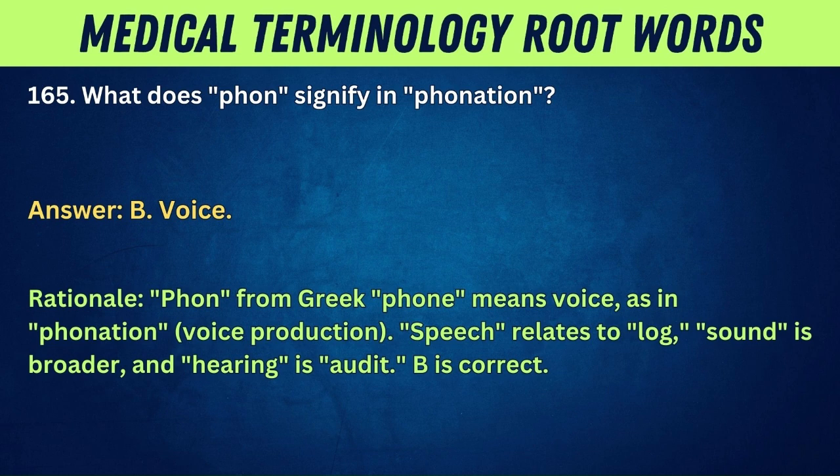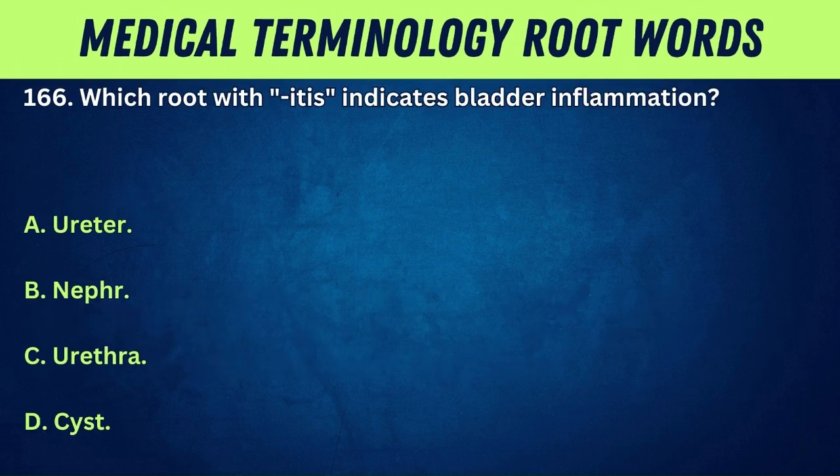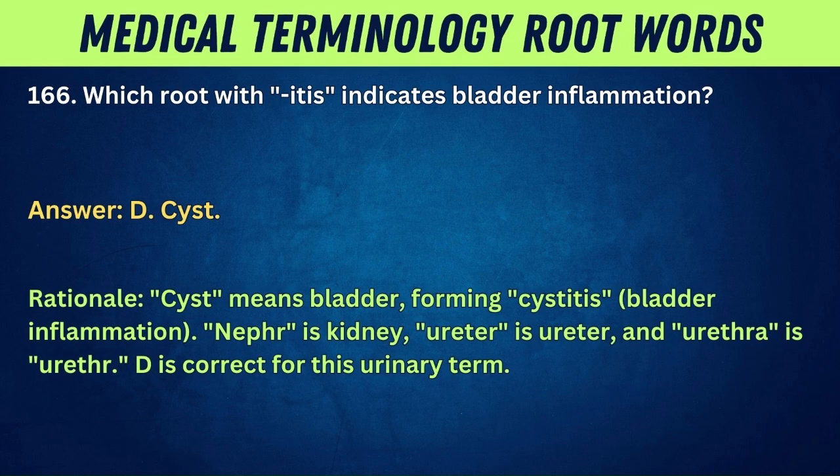B is correct. 166. Which root with itis indicates bladder inflammation? A. Ureter. B. Nephr. C. Urethra. D. Cyst. Answer: D. Cyst. Rationale: cyst means bladder, forming cystitis, bladder inflammation. Nephr is kidney, ureter is ureter, and urethra is urethra. D is correct for this urinary term.